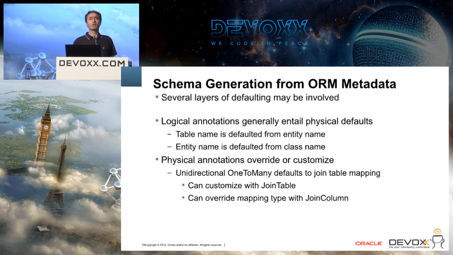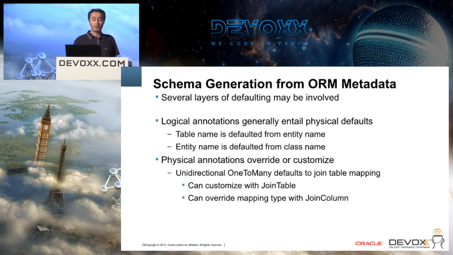So an example here is a one-to-many mapping. One-to-many, a unidirectional one-to-many, by default will use a join table, right? Because the target table doesn't contain a foreign key back to the parent necessarily, may not. So we put in a join table. You can override that with a join column.